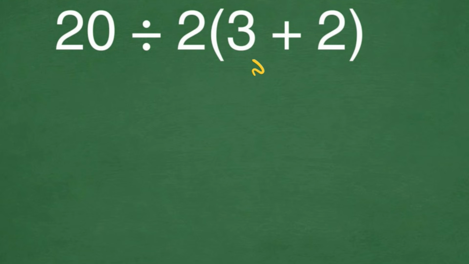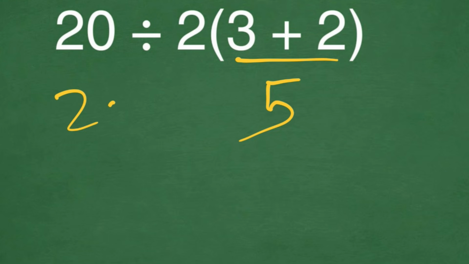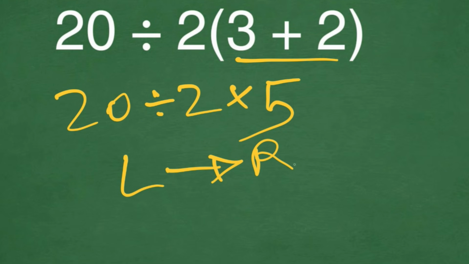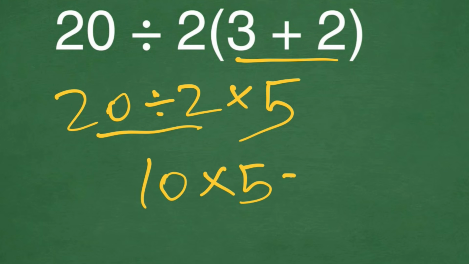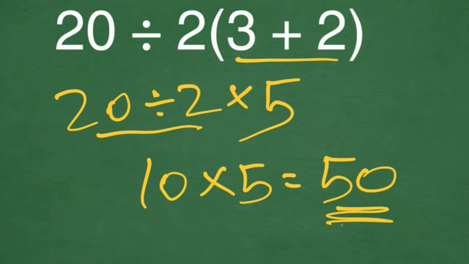So in our example, 3 plus 2 gives us 5, and the problem becomes 20 divided by 2 times 5, and we don't have to solve the multiplication first, right? Because division and multiplication have equal priority, therefore that is what we are going to do, left to right, right? So we have to solve the division because the division comes first. So 20 divided by 2 gives us 10, and 10 times 5 is equal to 50, right? So the final answer to this question is 50.